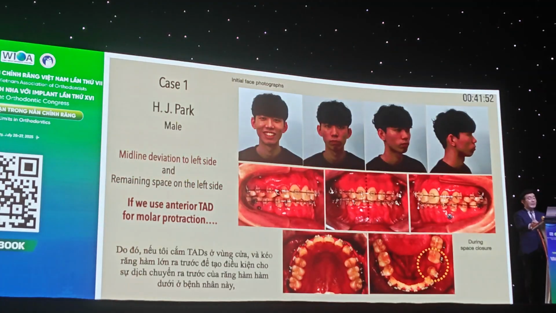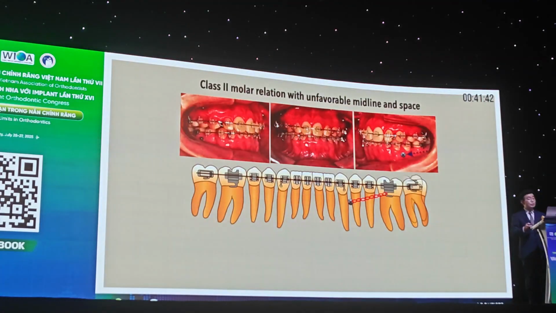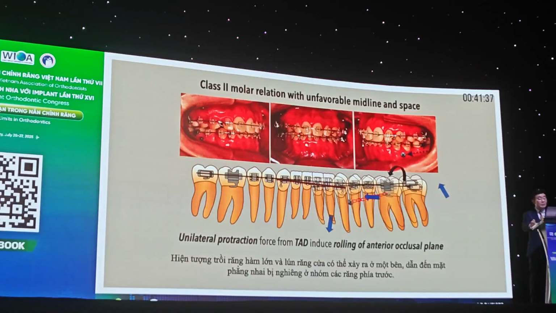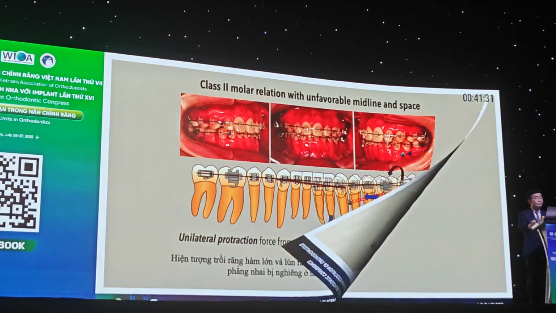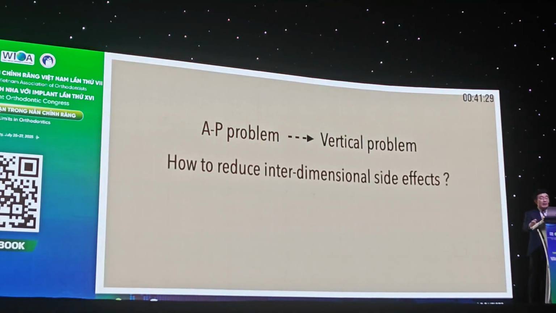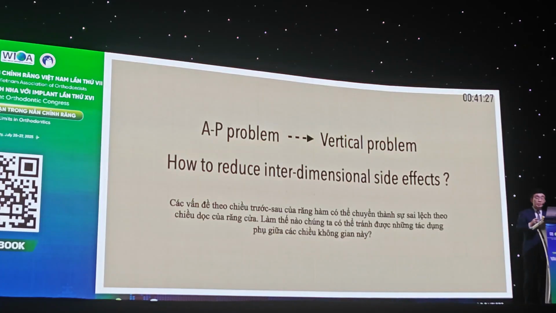Therefore, if I install TADs in the anterior region and pull the molar forward to facilitate the forward movement of the mandibular molars in this patient, it is possible that extrusion of the molars and intrusion of the incisors may occur unilaterally, resulting in a tilted occlusal plane in the anterior segment. The anterior-posterior issues of the molars can transform into vertical discrepancies of the incisors.